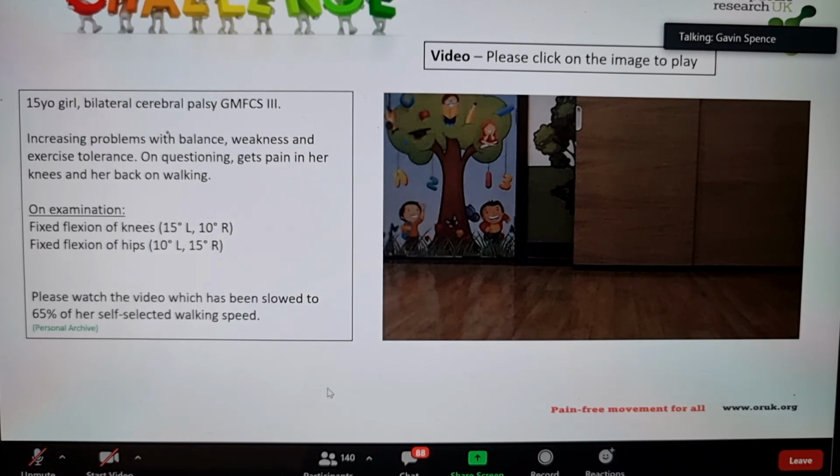Referring to a surgeon now, I was interested, I suppose what I was getting at was whether there is a role for orthotic management before we get on to thinking about surgical management.